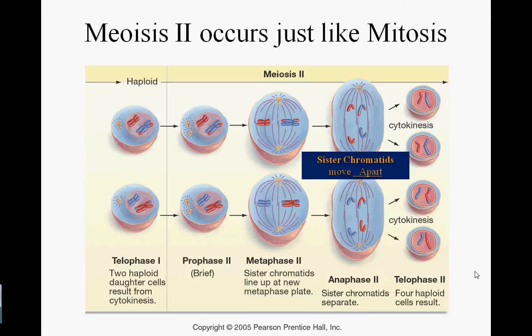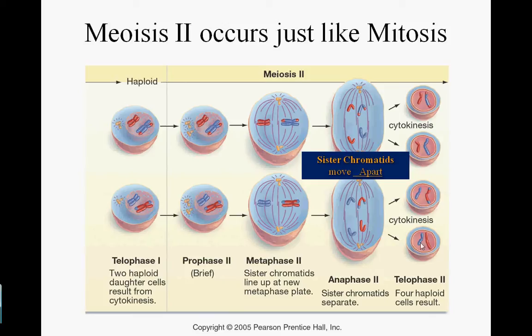In anaphase 2, however, it's the sister chromatids that move apart, just like mitosis. See, before we had the homologous chromosomes pulling apart. Well, in meiosis 2, we're going to have the sister chromatids moving apart, just like we learned in mitosis. And so, ultimately, what we're going to end up with is 4 haploid cells.